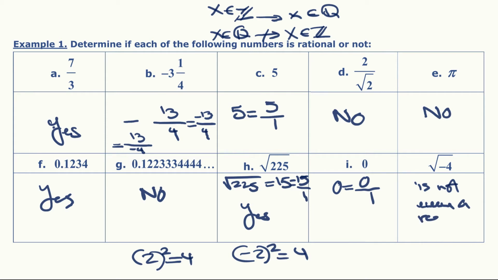So this is not even a real number. Remember, to be rational, you have to at least be real, right? So here, we don't even go there. It's a moot point, right? Because to be rational, you first have to be real, and this is not even real, so therefore it's certainly not rational. So the short answer would be no.